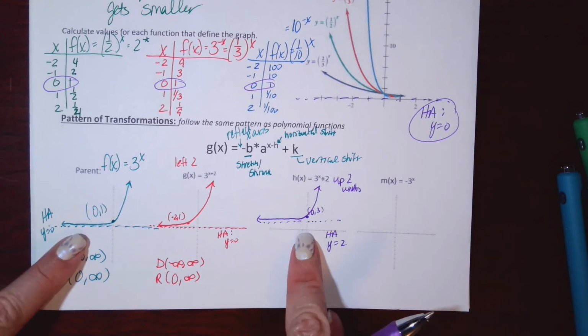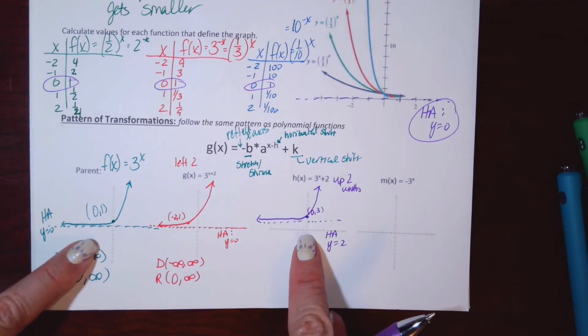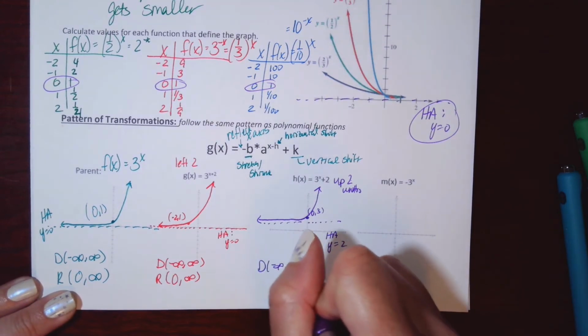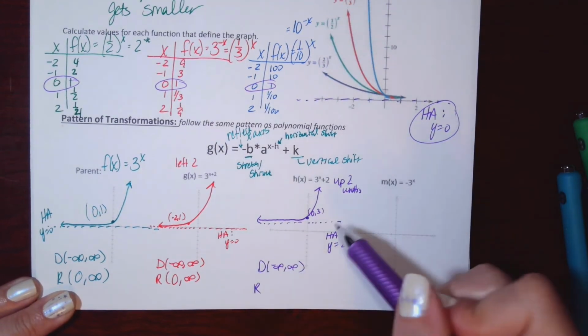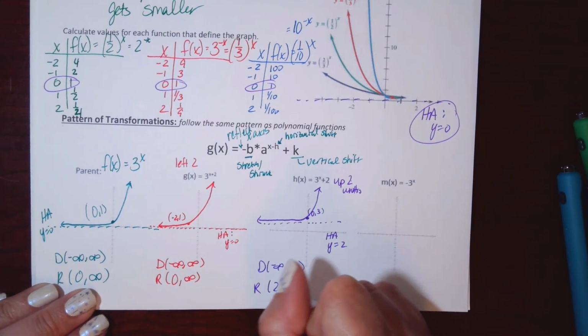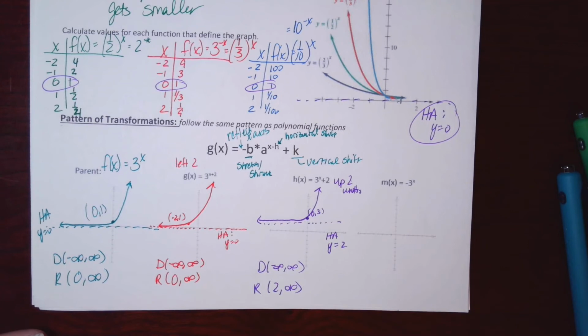So when I compare it to my parent function, it has moved up 2 units. My domain, all real numbers, stays all real numbers, but that range has sure changed. Instead of being limited at 0, now it is limited from 2 to positive infinity.